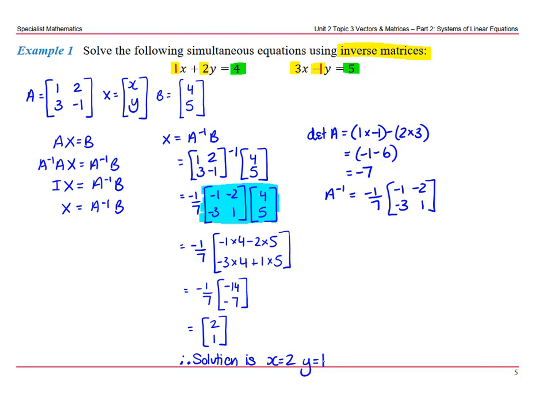Now you can also check your solution by substituting back into your original equations. So x is 2: 2 plus 2 times 1 is 2 plus 2 is 4, that works. 3 times 2 is 6, 6 minus 1 is 5. So we know it's correct.